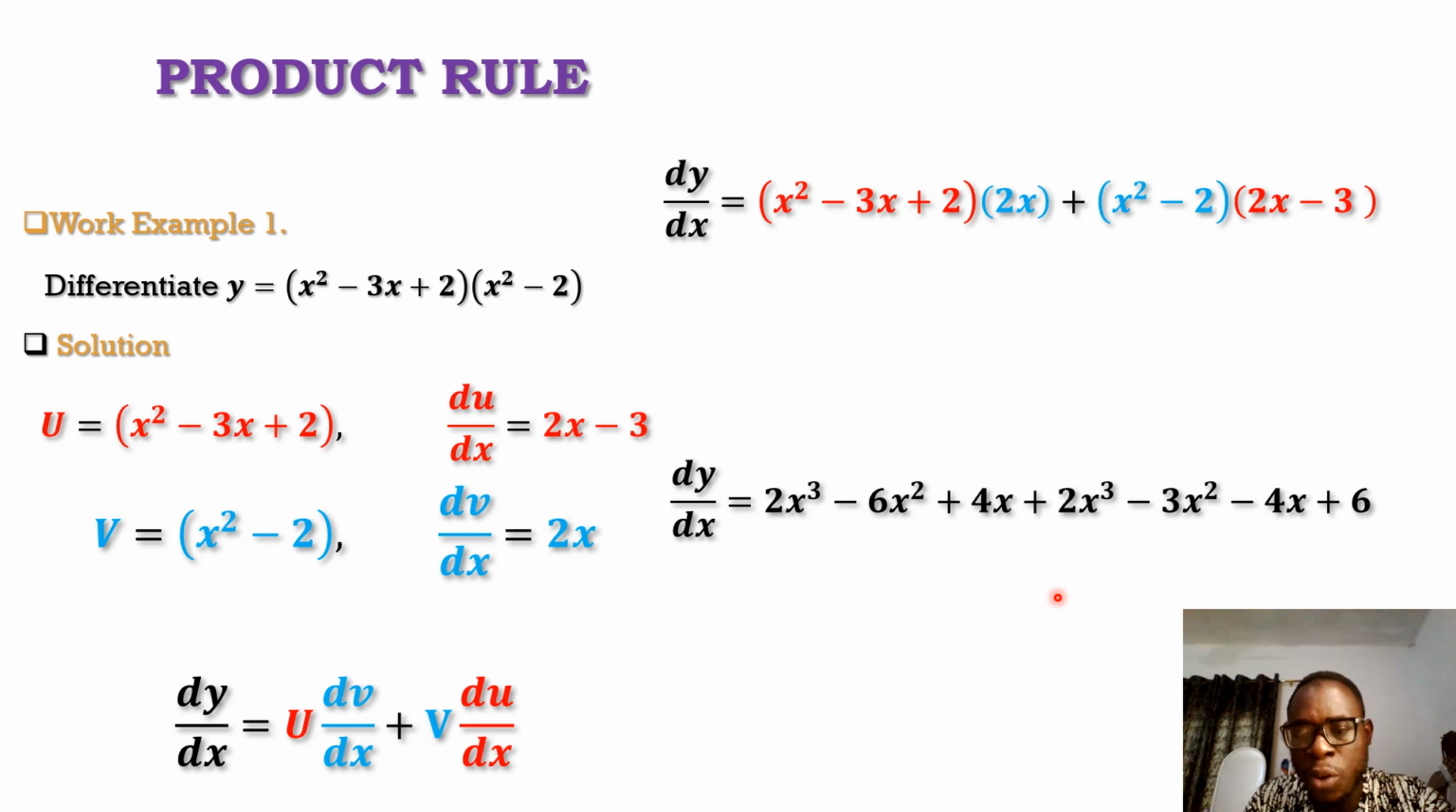The next thing is for you to simplify this particular expression to get your answer, which will be in the form dy/dx equal to 4x power 3 minus 9x squared plus 6. So this is an example of the product rule.